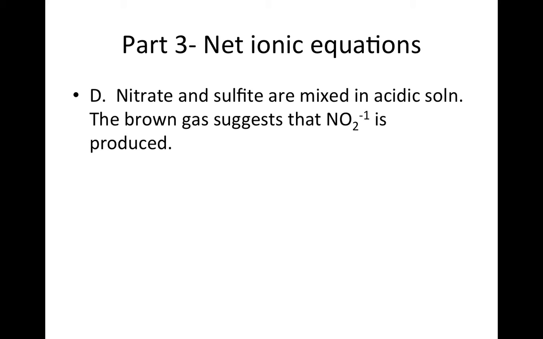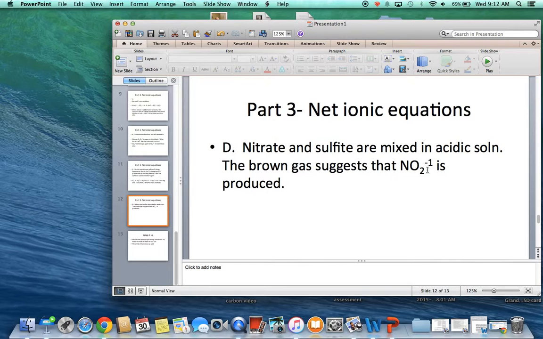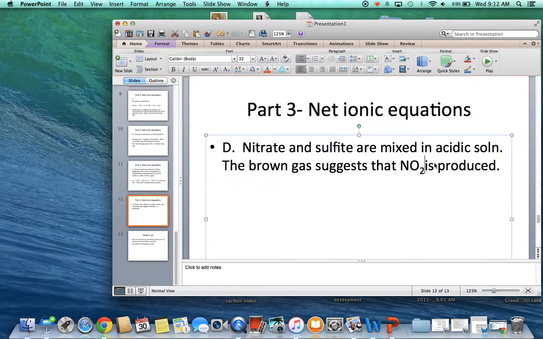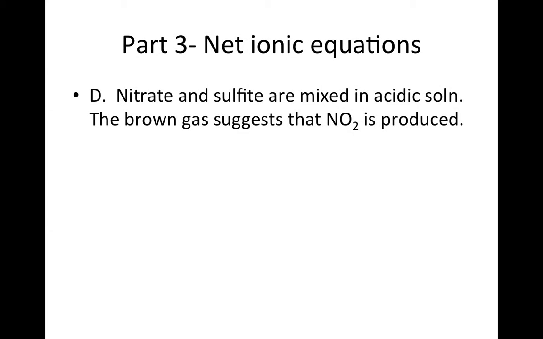Nitrate and sulfite are part D, and the brown gas is suggesting that the NO2, oops, that's not a -1. Let me fix that. That nitrogen dioxide gas is being produced, and we saw that earlier with the, didn't we put nitric acid and some copper and we made that nice brown gas? So it was an NO2 being made.